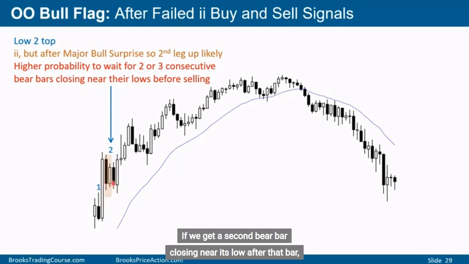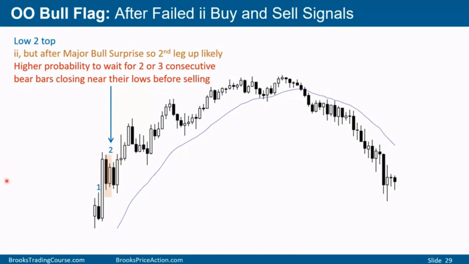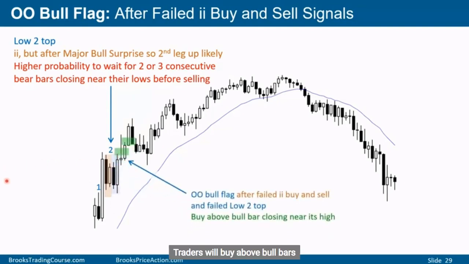If we got a second bear bar closing near its low after that bar, I might sell below that bear bar. But instead, we got outside up. So we have outside, outside. I would buy above this bull bar. Traders will buy above bull bars closing near their highs. Above that, above that, above that.